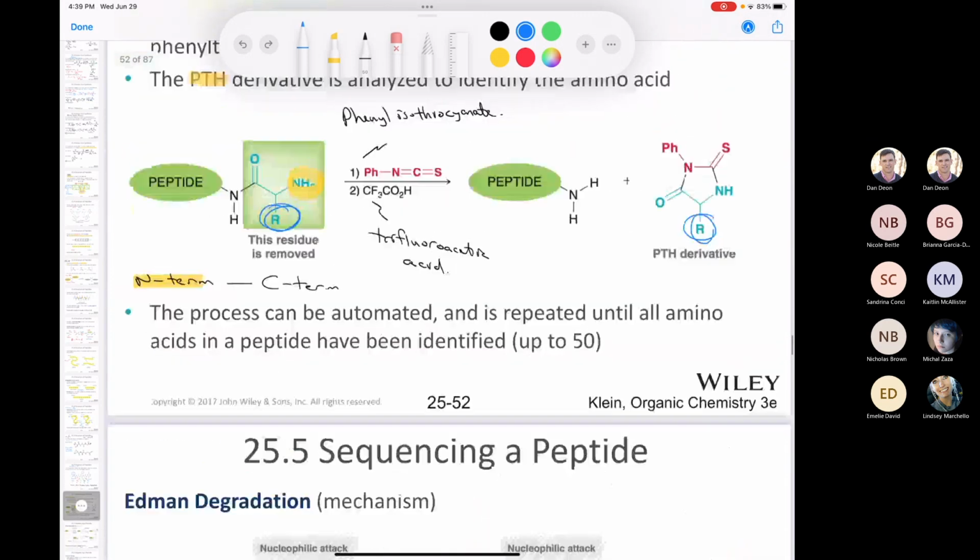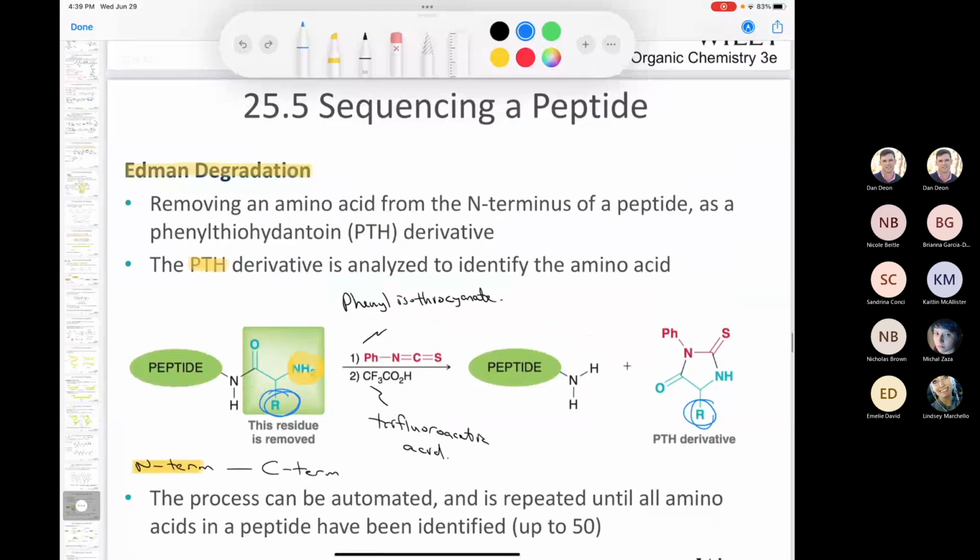So what you need to know is that when you treat your peptide with phenyl isothiocyanate followed by TFA, you end up removing one amino acid. It gets incorporated into a PTH derivative, and that's it. Then you can analyze that derivative to determine its structure.